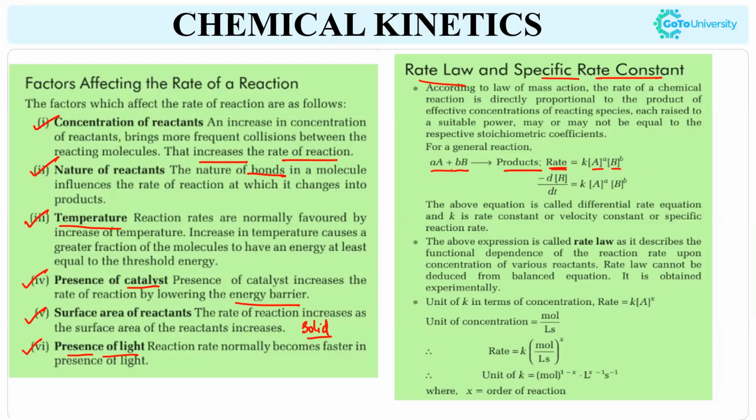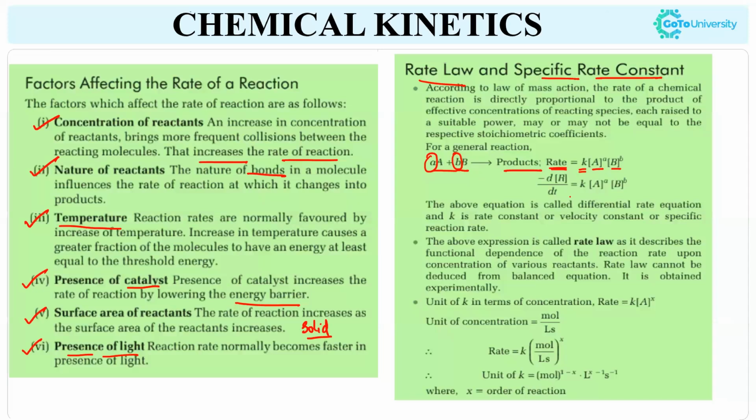And here we have to see that the coefficients of the reactants are raised as the power of the concentration terms. So it will be [A] raised to a times [B] raised to b. And in order to change the proportionality into an equation, we have to put a constant that is called the rate constant. So rate is equal to the rate constant k times the product of the concentrations of the reactants, with the coefficients of the reactants raised as the power of the concentration terms.